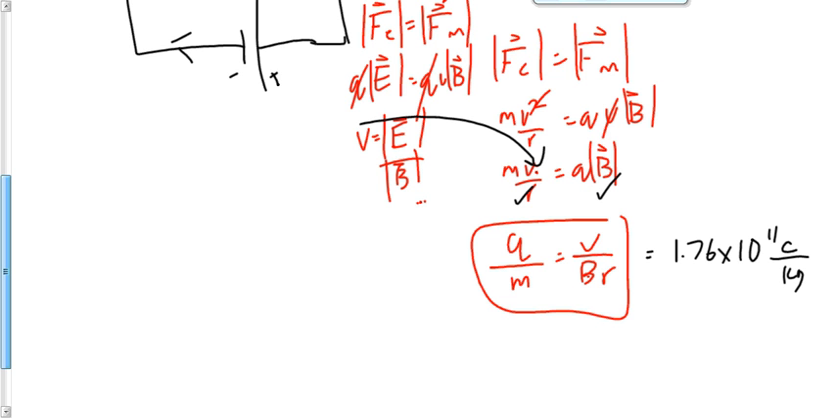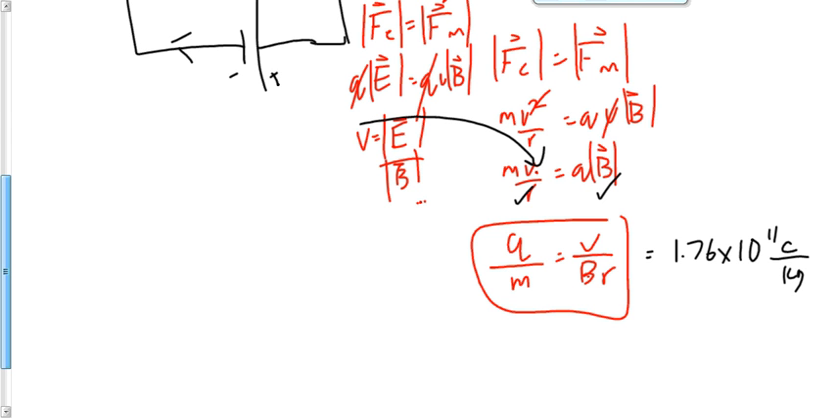Why is this number so important? Because it's the biggest charge to mass ratio that had ever been observed. People had tried measuring charge to mass ratios of different things. Here's an atom, here's an ion, whatever. Here's the charge to mass ratio of this and that, whatever. They were all smaller than this number. Why is that important?